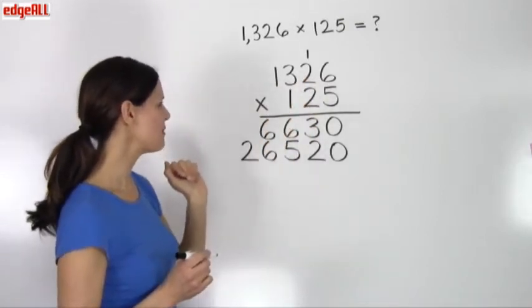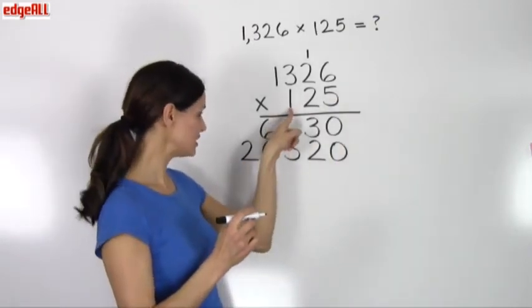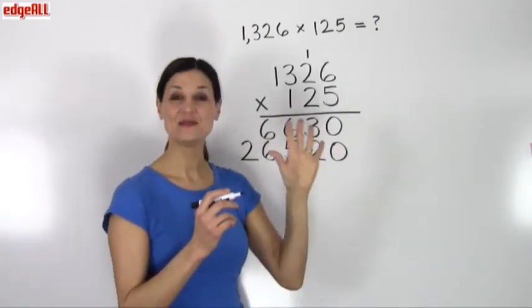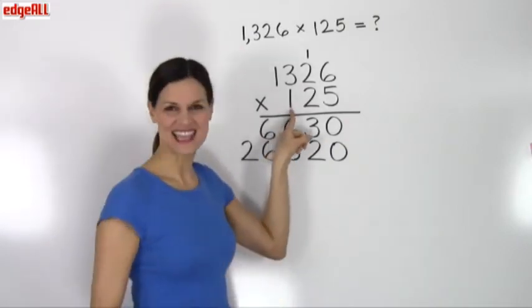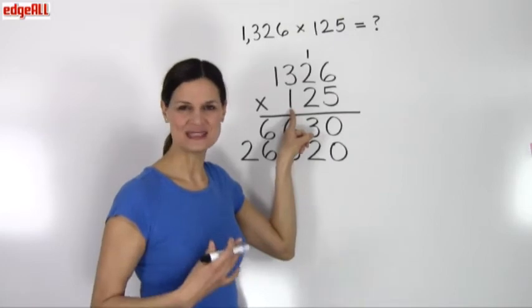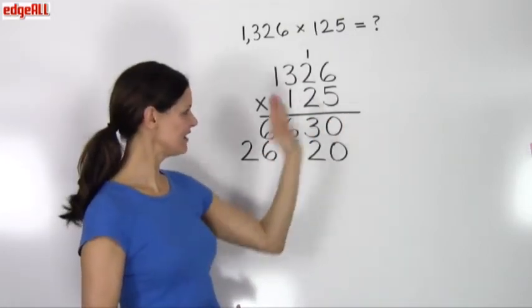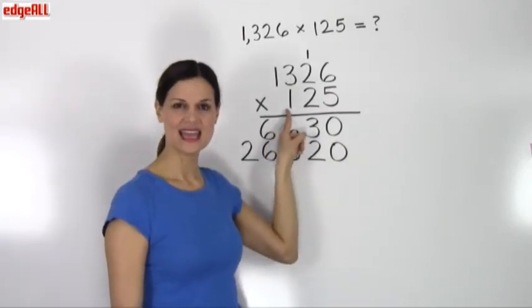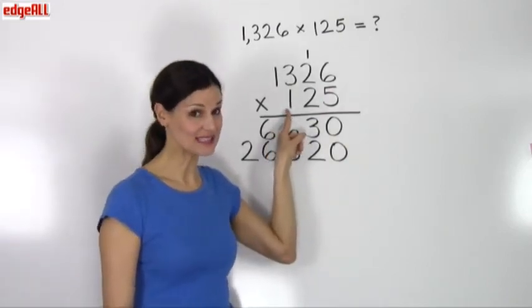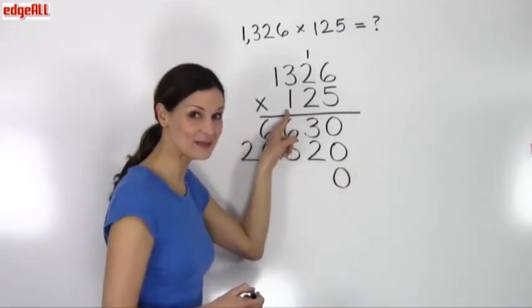And now I'm going to move on to multiplying using the digit that's in now the hundreds place of my bottom number. So I'm done here, finished with that, and I've moved on to this 1. Now, since I'm in the hundreds place, I want to make sure and put a 0 in the ones place of the product.